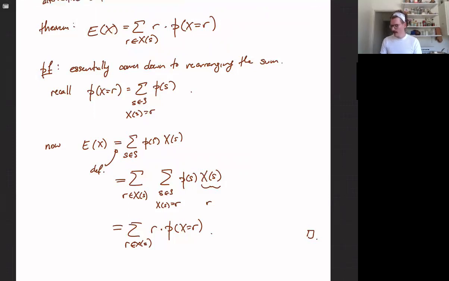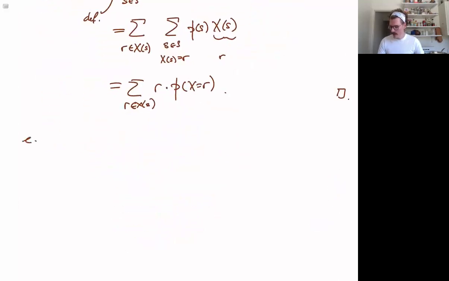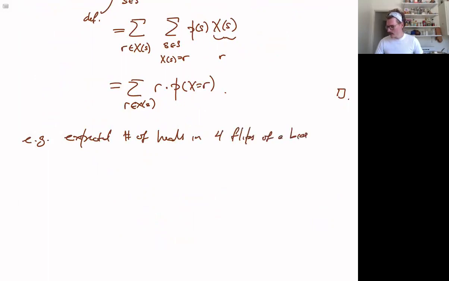So let's show an example of this new way of writing expected value. What is the difference? To try to make it concrete, let's compute the expected number of heads in 4 flips of a biased coin. So remember, this is sort of our prototypical binomial distribution.